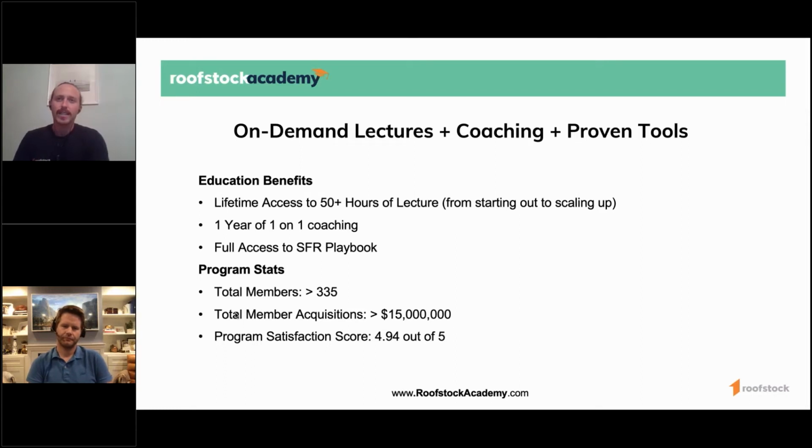Just some quick stats. We have over 335 members. Our members have purchased over 15 million in real estate, and we have a program satisfaction score of 4.94 out of 5. So we're constantly taking the temperature and pulse of the members and the Academy, looking for ways to improve it and things we can do better.